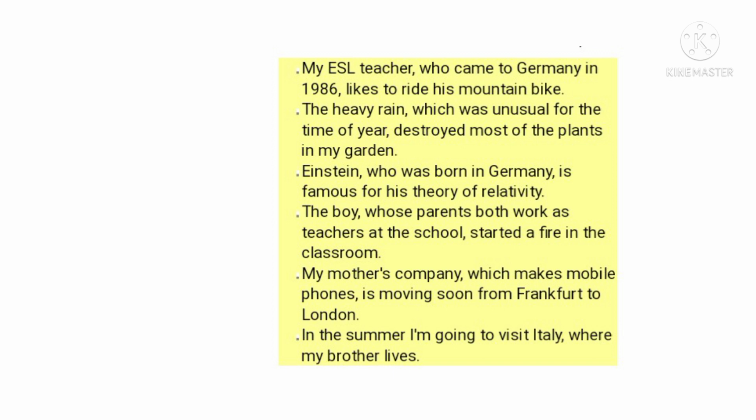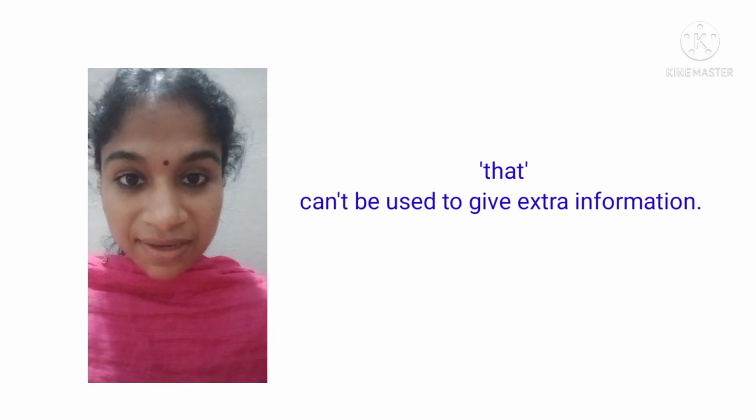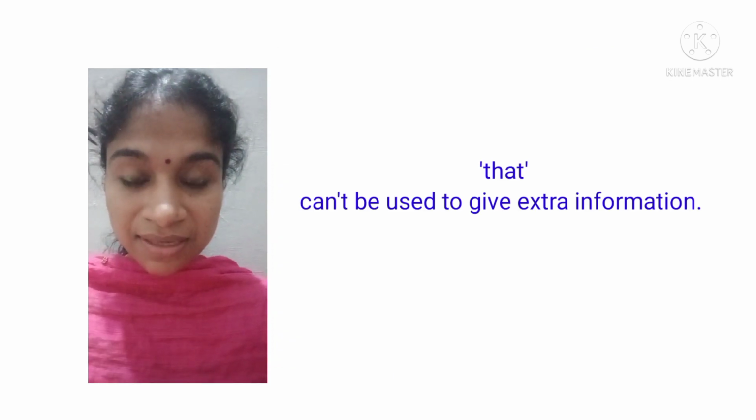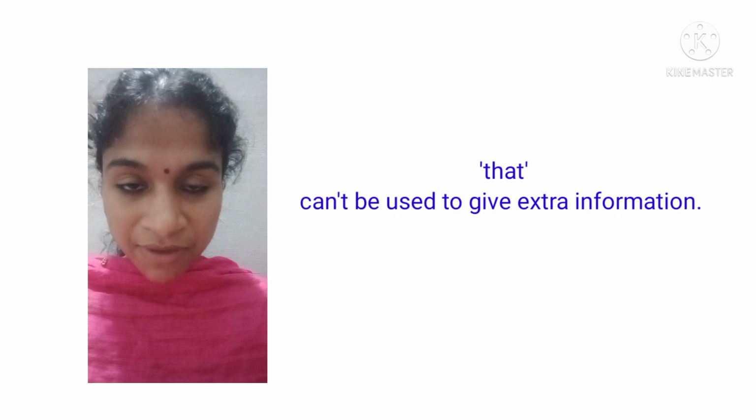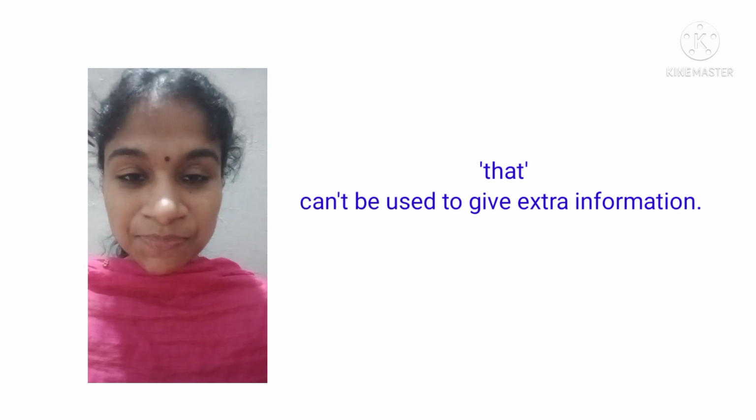This summer, I'm going to visit Italy, where my brother lives. So, in this sentence, where my brother lives is the relative clause, and it gives extra information about the noun Italy. Okay, so it is separated with a comma. The relative pronoun that can't be used to give extra information in a sentence, you must note it down.